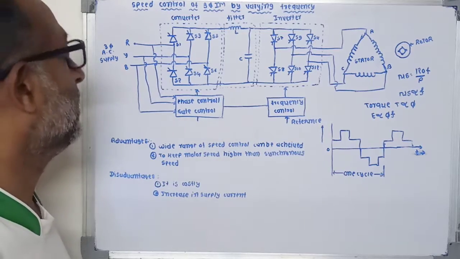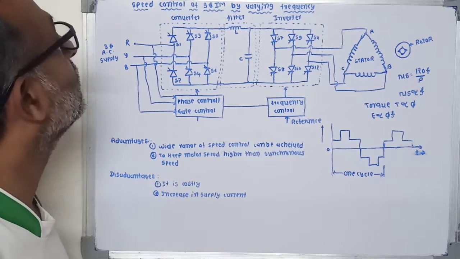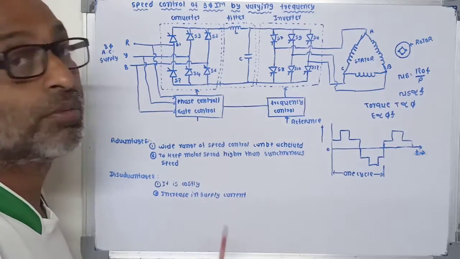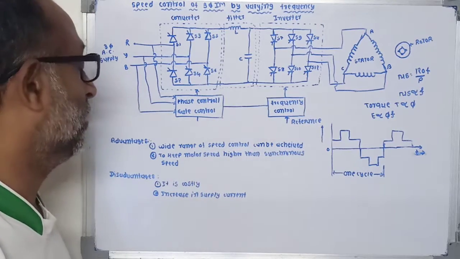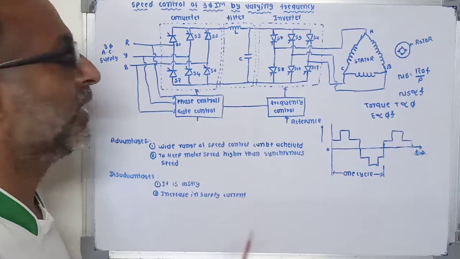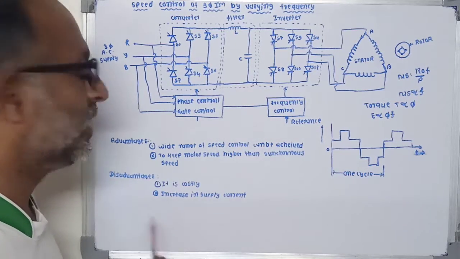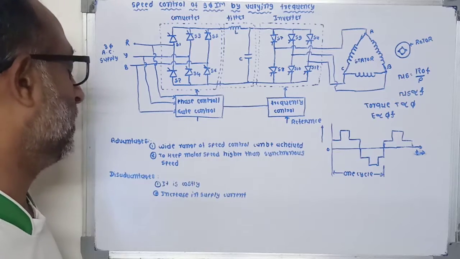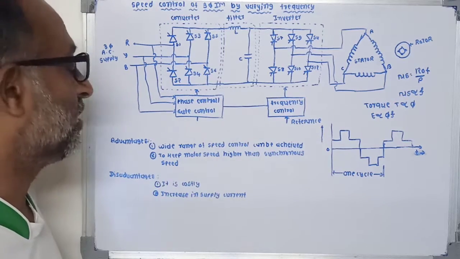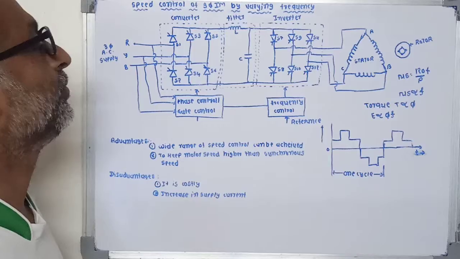Next, the advantages of this method. First, a wide range of speed control can be achieved. Second, to keep motor speed higher than the synchronous speed. Now, the disadvantages: this method is costly. And second, increase in the supply current.